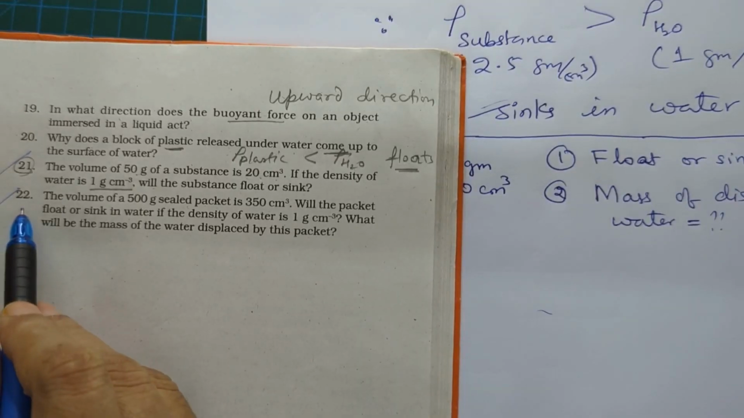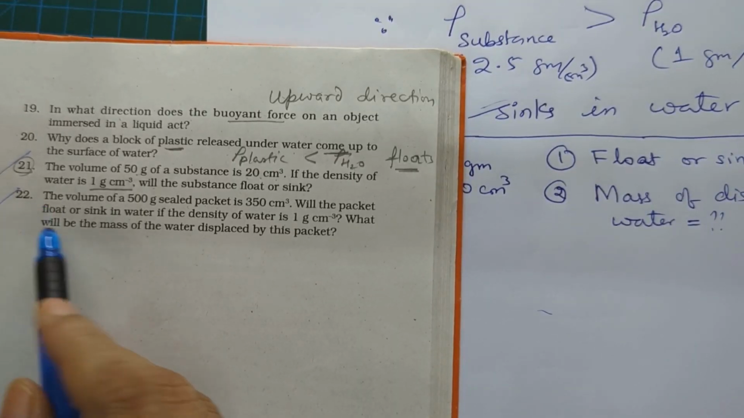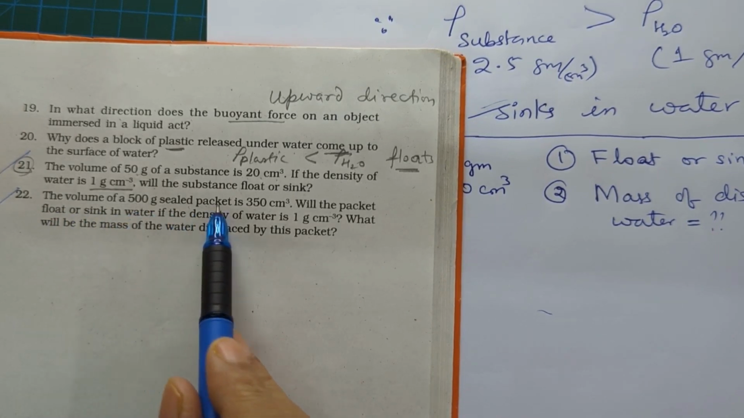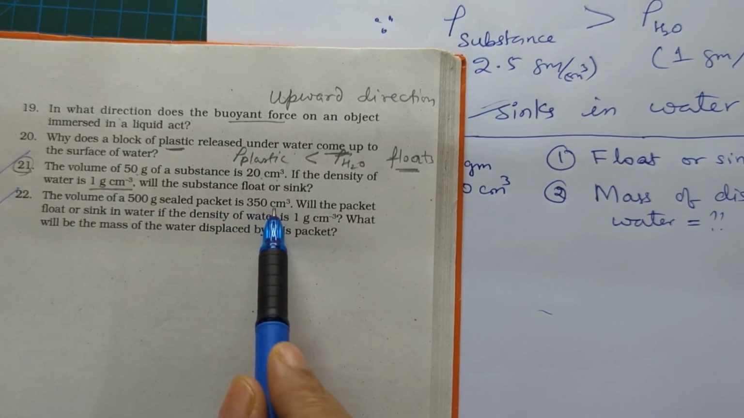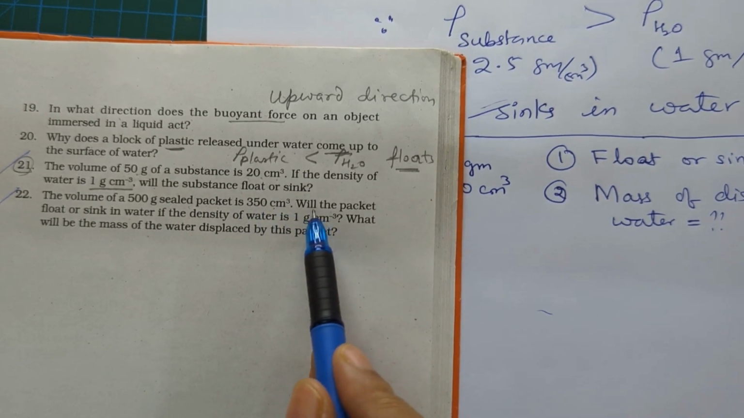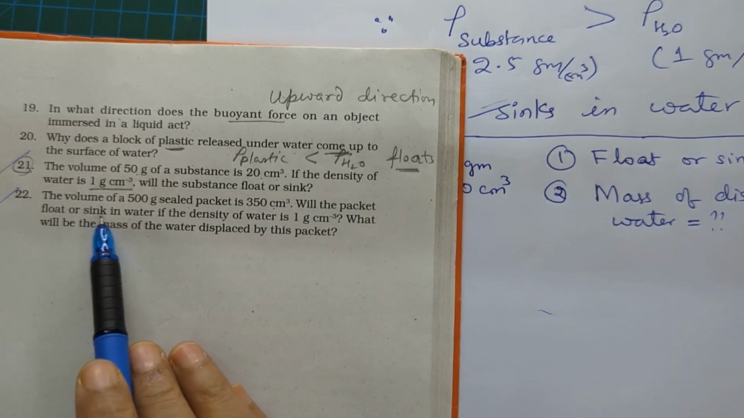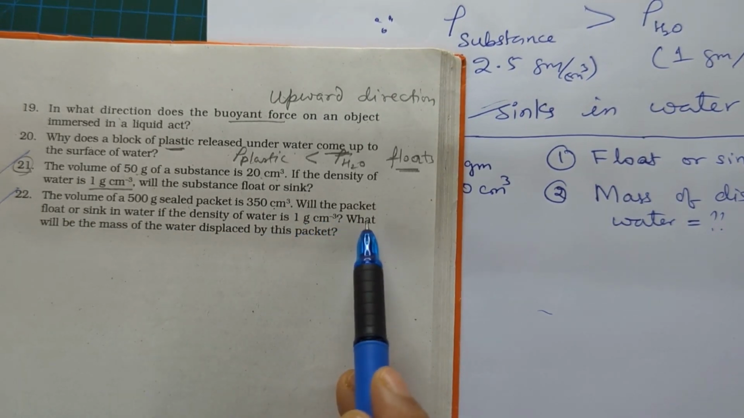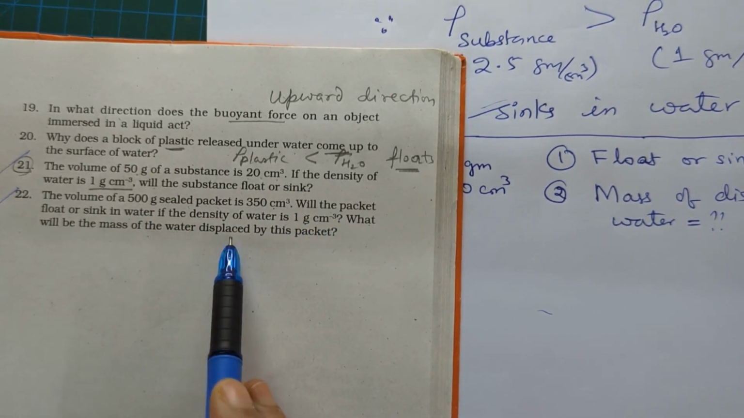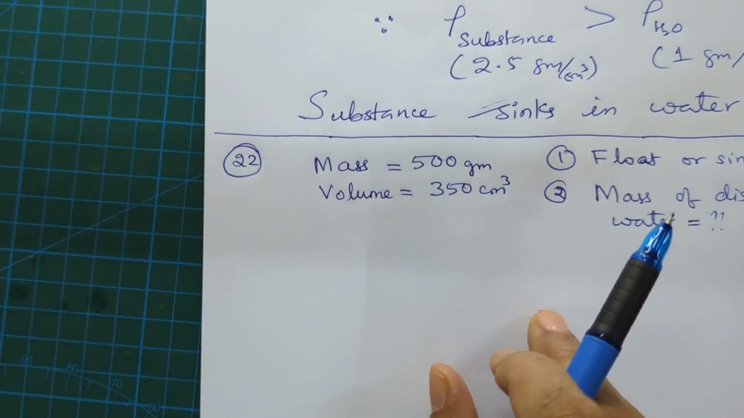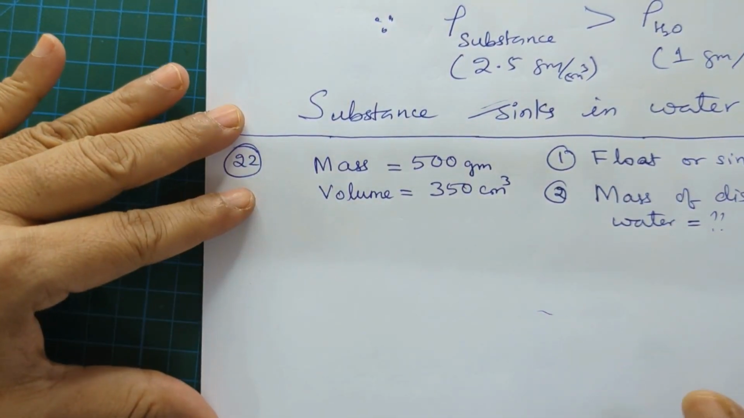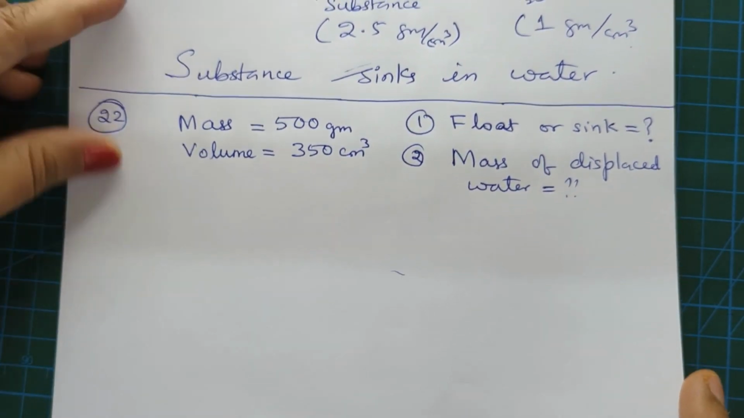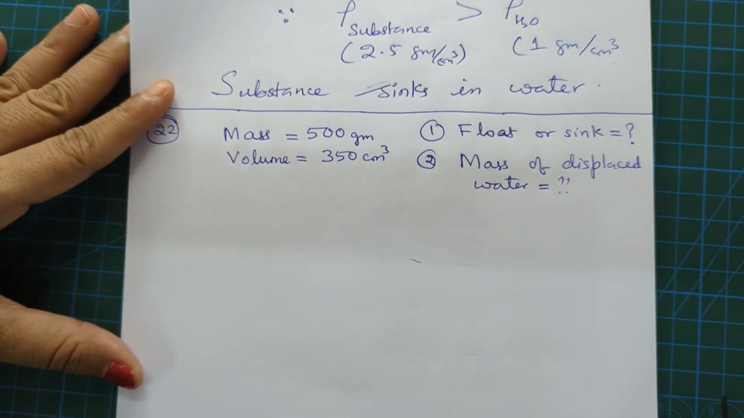The last question of the gravitation chapter, textbook exercise questions. The question is, the volume of a 500 gram sealed packet is 350 centimeter cube. Will this packet float or sink in water if the density of water is 1 gram per centimeter cube? Next, what will be the mass of water displaced by this packet? So let's answer. We are given the mass and volume of that packet, for which we have to tell whether it is going to sink or float.